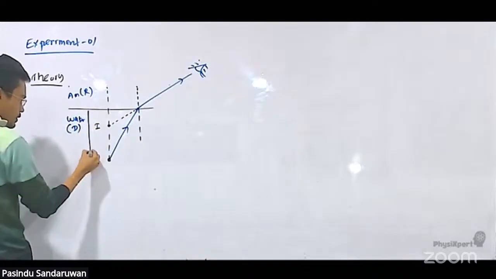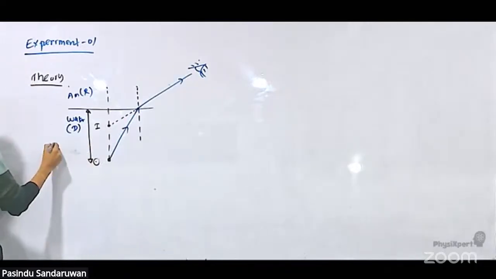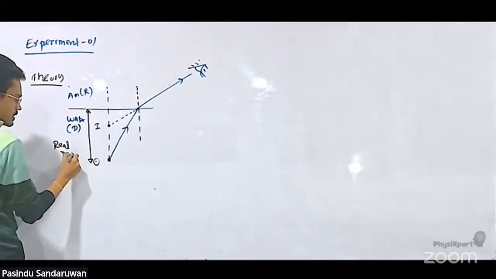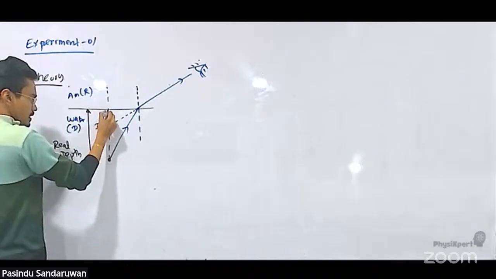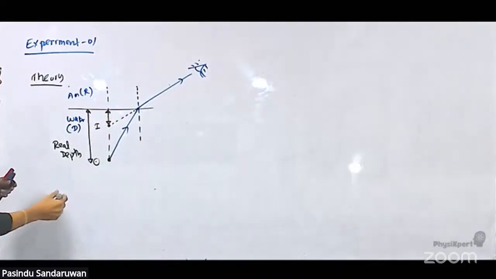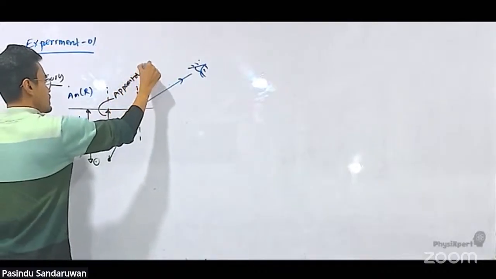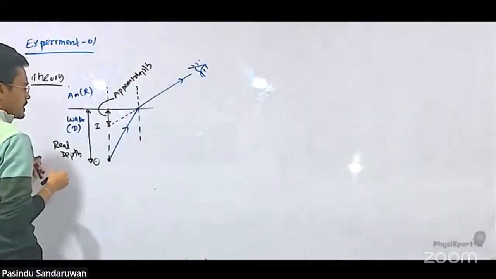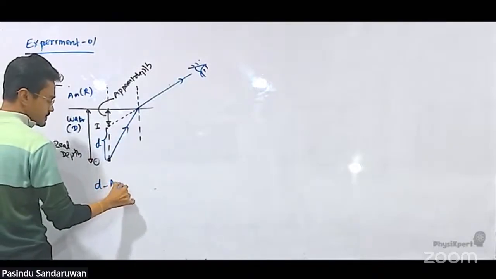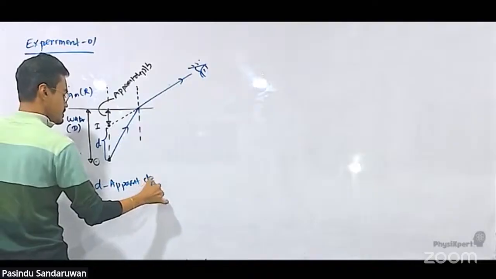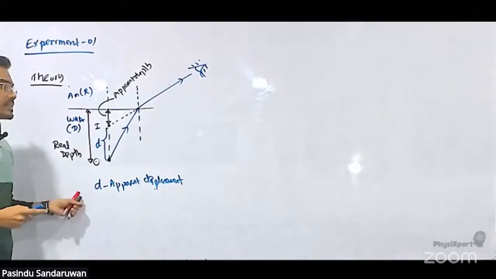The distance from this point to here is the real depth, RD, where the object is actually located. The distance from here to here is where you are observing the object, and this is called the apparent depth. The displaced part, D, is called the apparent displacement.